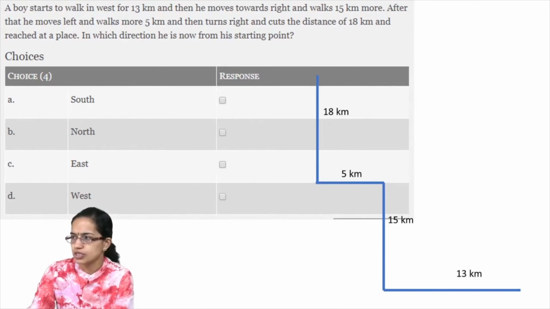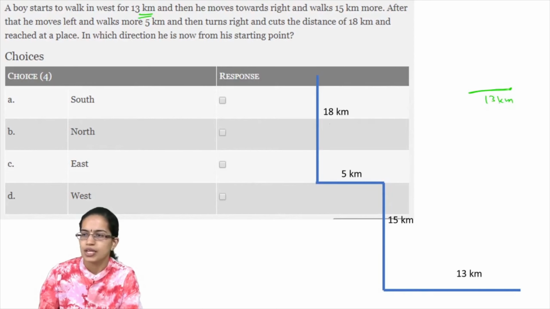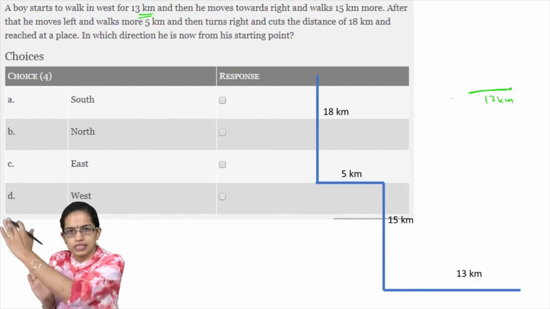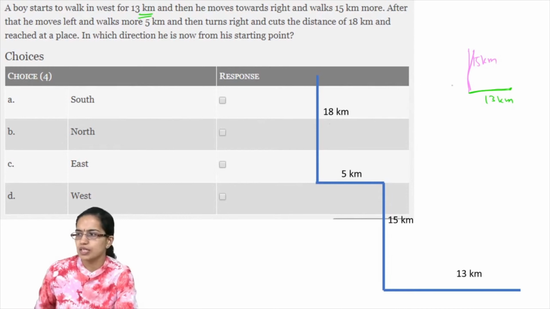Start with the very first question. The boy starts to walk west for 13 kilometers. So from the very starting point, that's this point, he walks 13 kilometers towards his left. Now he moves towards his right, that is this side, and walks 15 kilometers, a little more than what was there. So a little more than 13 kilometers, that's 15 kilometers.